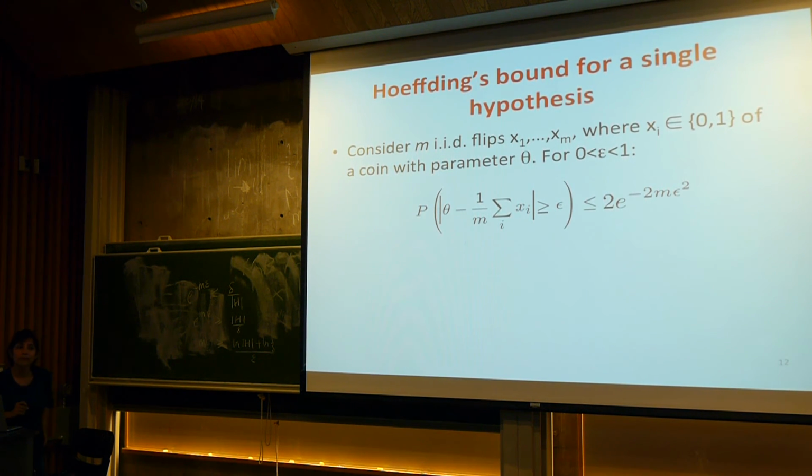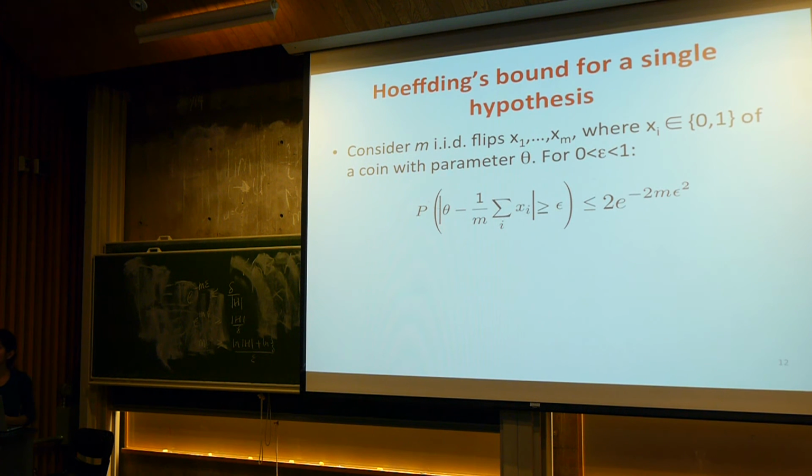Such concentration results exist and have been proved, and there are many more that you can look up. This one suffices for our purposes. It's telling you how far an empirical estimate is from the true parameter, at least when these variables are just coin flips, binary variables, 0 or 1.